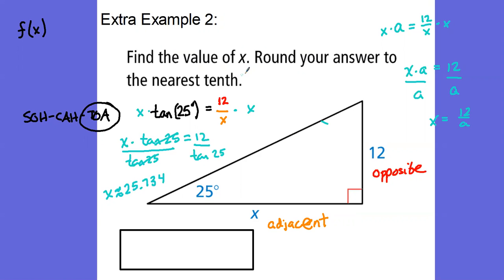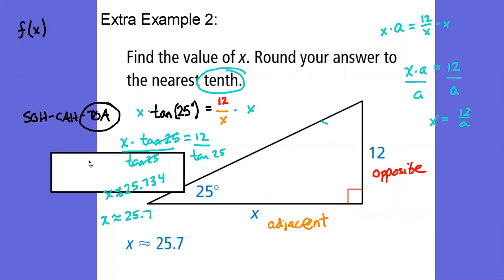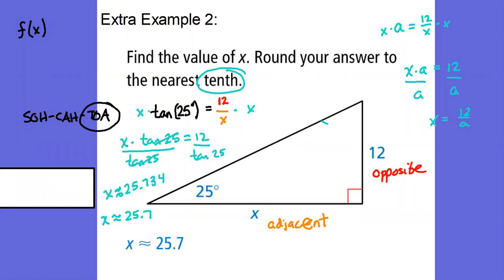But notice here they asked us to round this to the nearest tenth. So we're going to say to the nearest tenth, x is about 25.7 units. X is about 25.7.